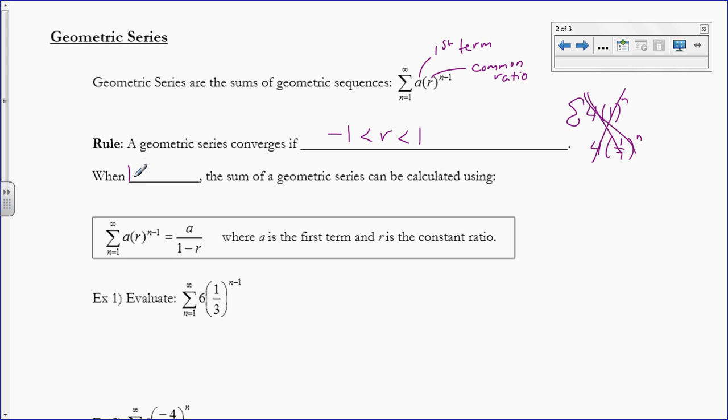So when the absolute value of r is less than 1. This, by the way, means the same exact thing as that. I just want you to see it in two different ways. So when the absolute value of r is less than 1, the sum of a geometric series can be calculated using this formula. The sum of a convergent geometric series will equal a over 1 minus r, where a is the first term and r is the constant ratio, and this only works when r is between 1 and negative 1. You've got to remember that. This is a great formula, but you can only use it when r is between 1 and negative 1.